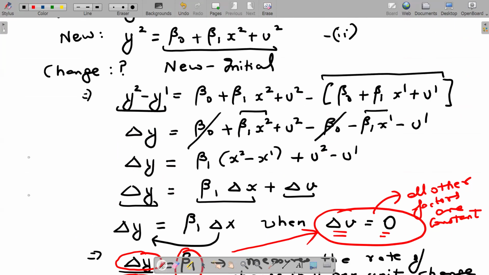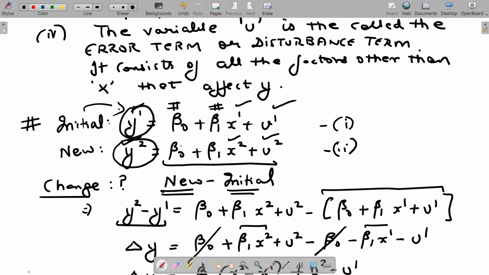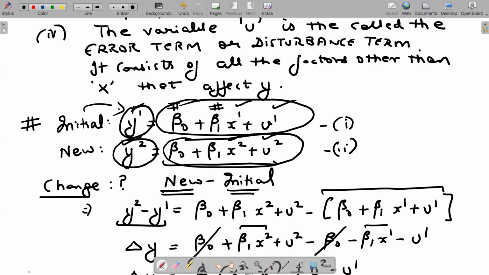We look at the change in the regression. How do I capture the change? Change is always the new values minus initial values. Let's say the initial values were y1 and x1 and u1, and the new values were y2, x2, and u2. Beta naught and beta 1 are the same because they are population parameters. They are not changing. How do I capture the change? The new equation minus the old equation. So y2 minus y1 is equal to this whole equation minus this whole equation. This is how we find the change.